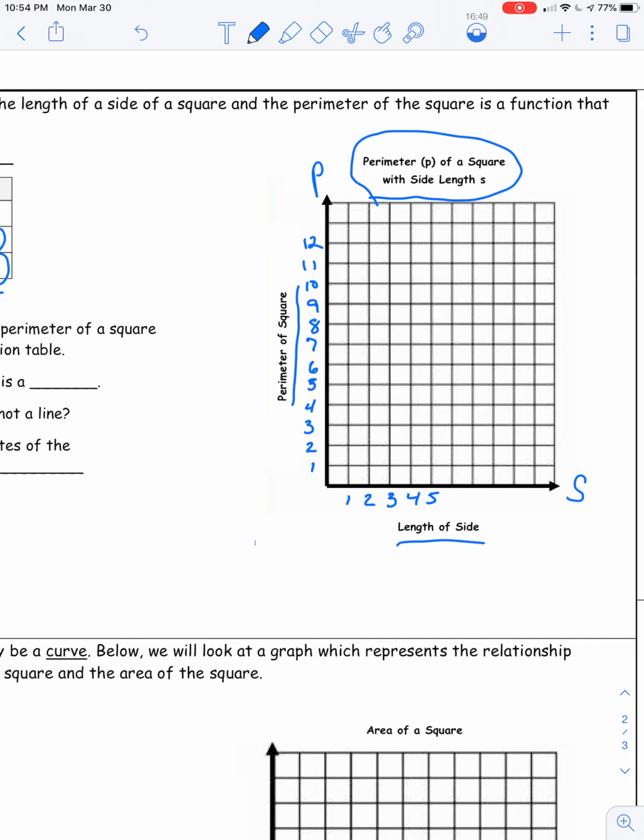Okay, and we'll go ahead and plot those points now. So we have 1, 4, we have 2, 8, and we have 3, 12. Okay, and take your ruler. You're going to start, actually, this is going to come down, and it's going to end right there at the origin.